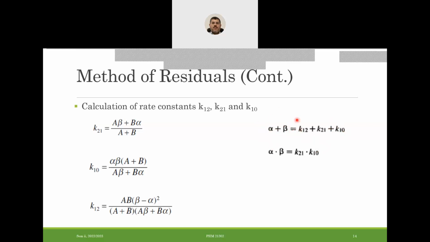So alpha and beta together express the three rate constants together. Alpha times beta is equal to K21 times K10. From this, you can modify the equations to calculate K21, K10, and K12. So if you see this equation, K10 will be equal to alpha times beta divided by K21. K21 is equal to alpha times beta divided by K10. So here, this one.